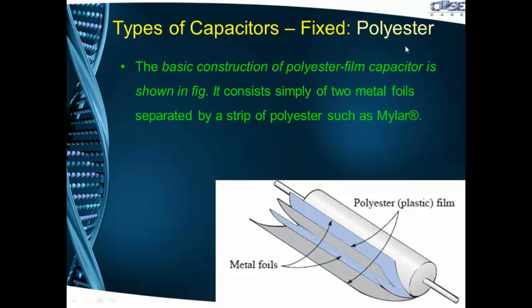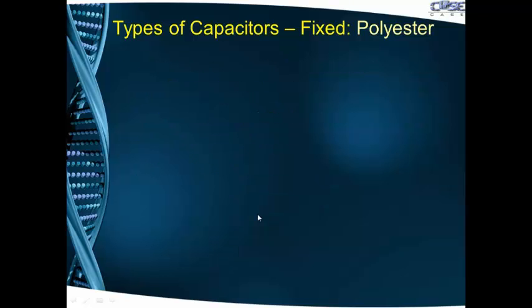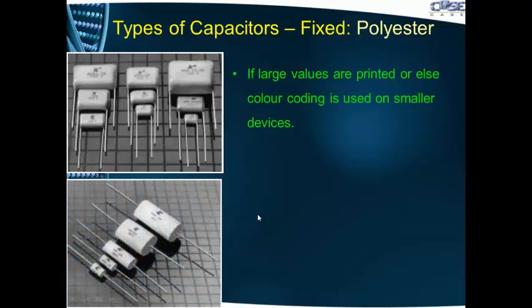Then we have polyester type capacitors, in which polyester films or plastic films are used to form an insulator between the metal foils. This is a polyester type capacitor. If large values are printed, or else color coding is used on smaller devices, their values are printed on the body of the capacitor.